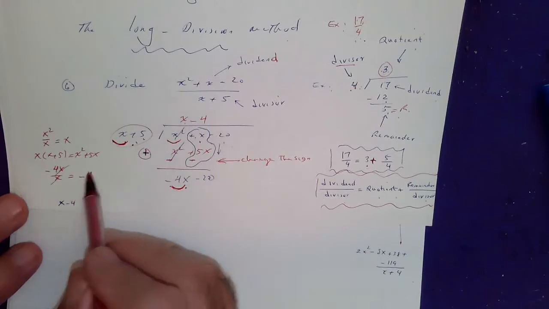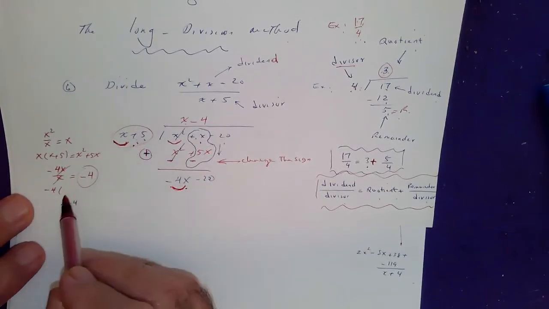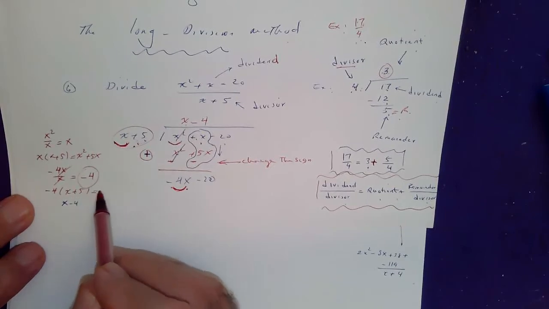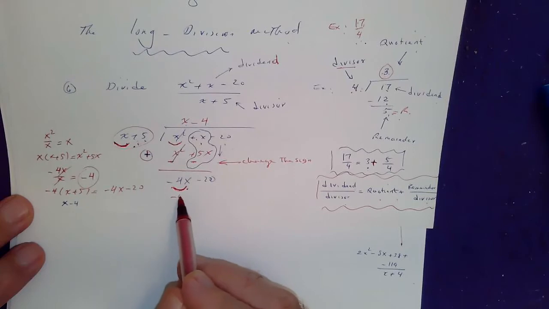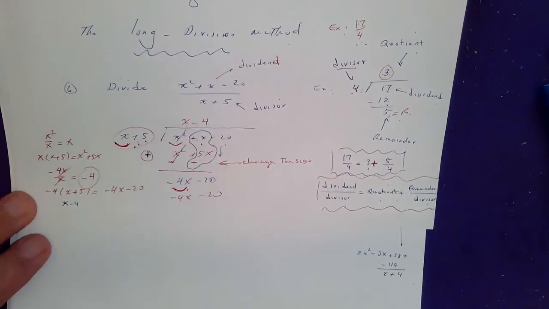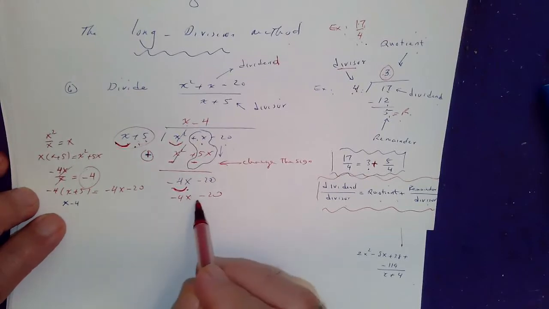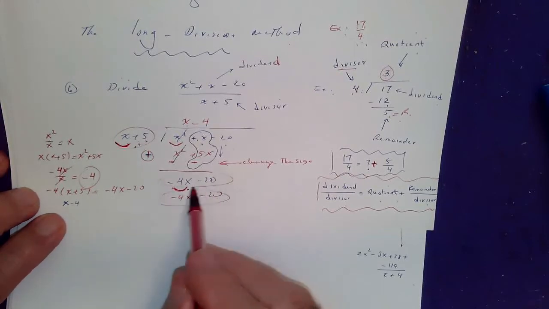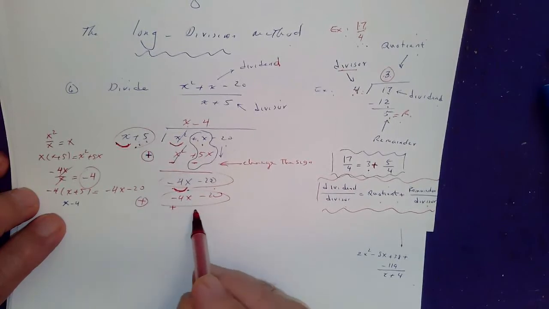How do I know what goes in the remainder? Well, take that negative 4 and multiply it by the entire divisor, which is x plus 5. When you multiply, you get negative 4x minus 20. So that goes right here. Remember, we're supposed to subtract this polynomial from this polynomial. Instead, we add, but we change the signs here.